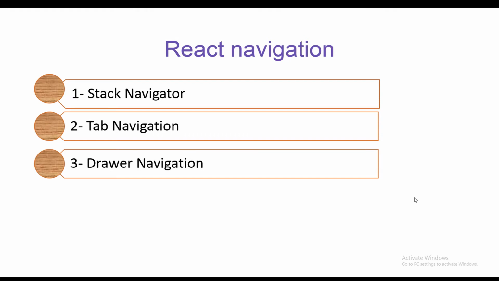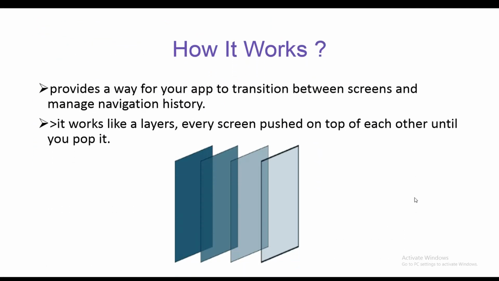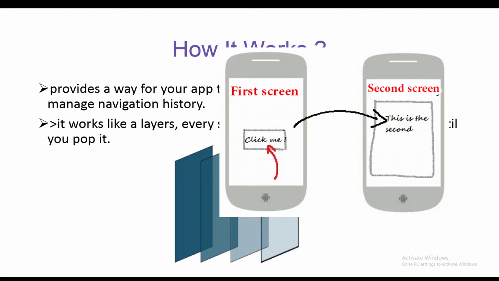So what is Stack Navigator and how does it work? Stack Navigator provides a way to transition between screens and manage navigation history. Assume you have an application with two screens, the first is the home screen and the second is the details screen, and you want to move from the first screen to the second. You put a button on the first screen, and when you click on it, you go to the second screen. How do you do this? You do this with Stack Navigator.